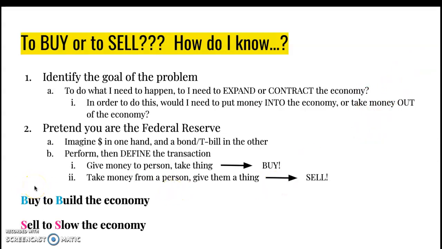If we want to build the economy, we buy. That's going to be the thing that pumps money into the markets. If we want to slow the economy, then we sell bonds and T-bills. Okay, use that as your basis, and you'll be able to answer these questions. Build the economy, buy treasury bills. Slow the economy, sell them.